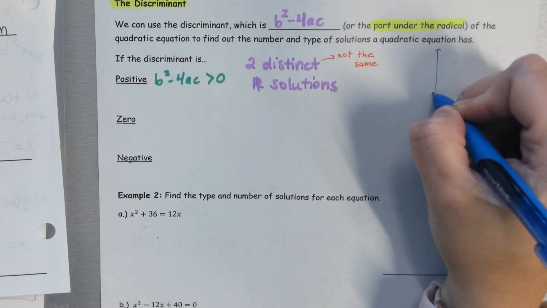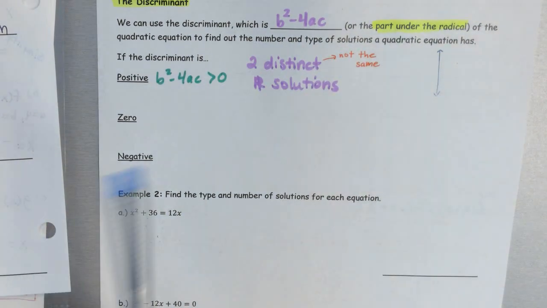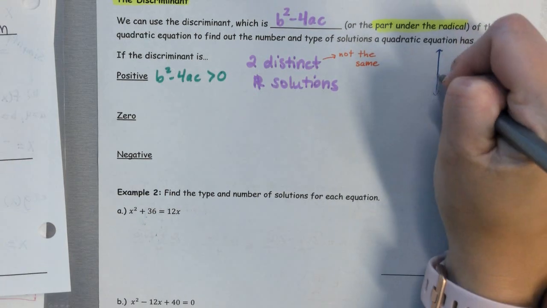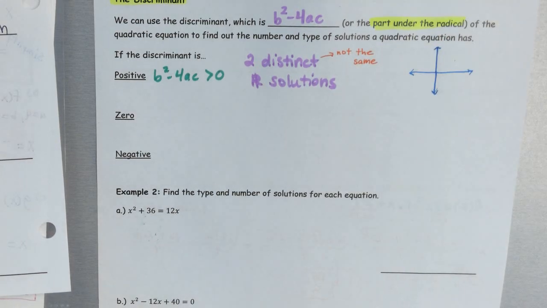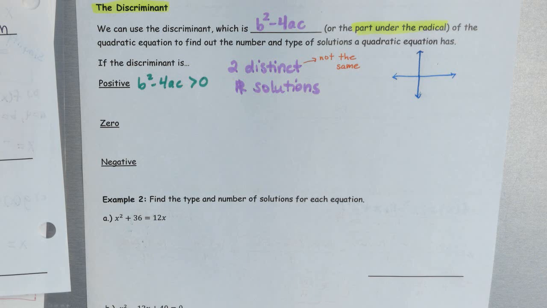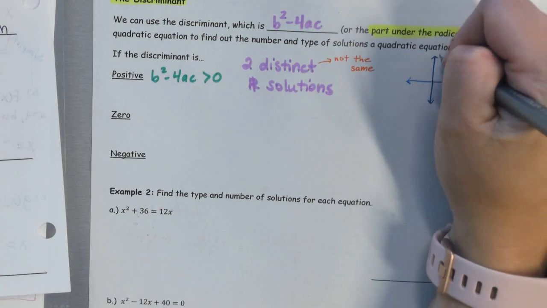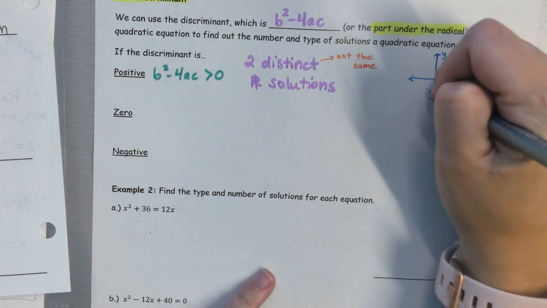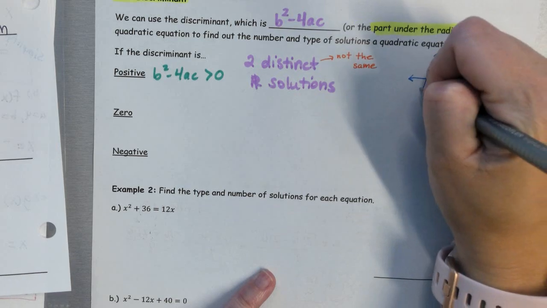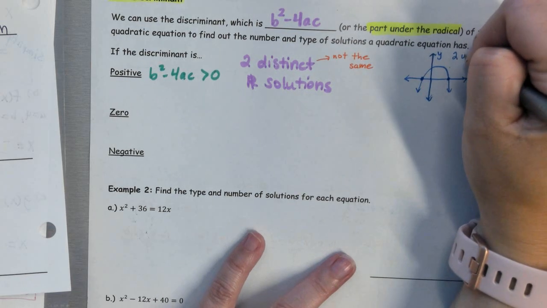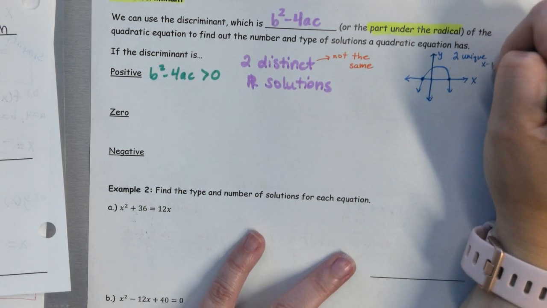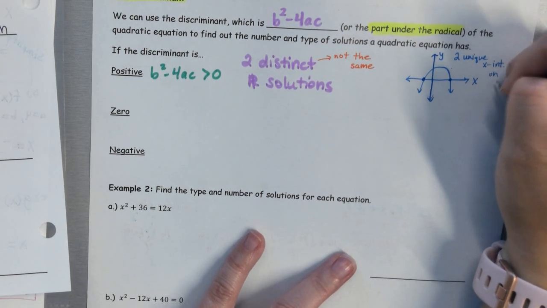So let's think about how that looks on a graph. If you have 2 real solutions, what are we going to see on the graph? We talked about this last week. Because remember, the solutions are zeros, and the zeros are what on the graph? The x-intercepts, right? So if there are 2 real solutions, then you should see 2 x-intercepts, right? We have a parabola, and then you should see 2 unique x-intercepts, okay, on your graph.